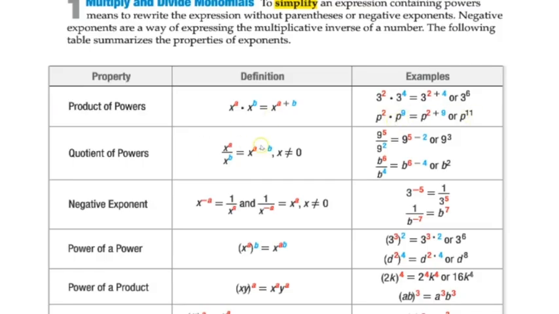If you divide, you subtract the powers, top minus bottom. If it's a negative exponent, this is an important one. A negative exponent flips the power. If you see right here, x to negative a is just 1 over x to the a. And if you have 1 over x to the negative a, it flips to x to the a.